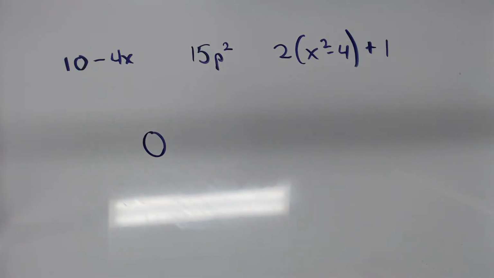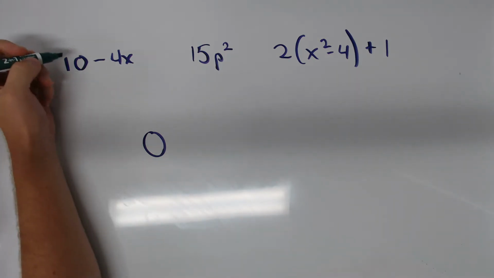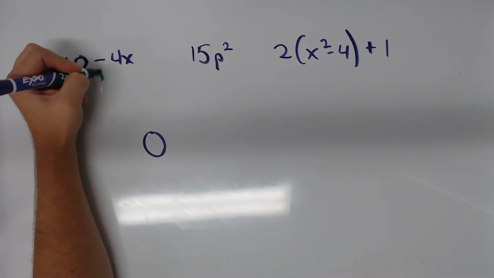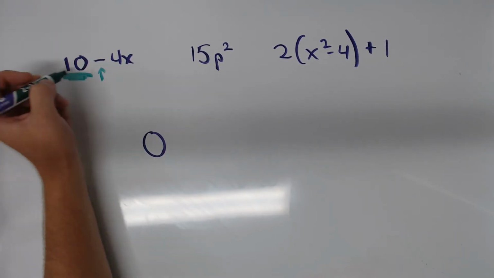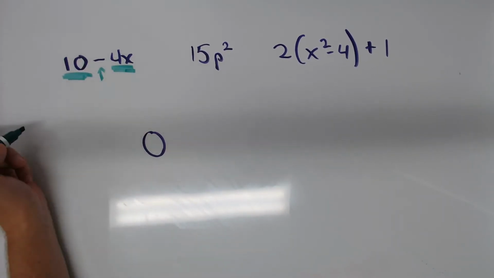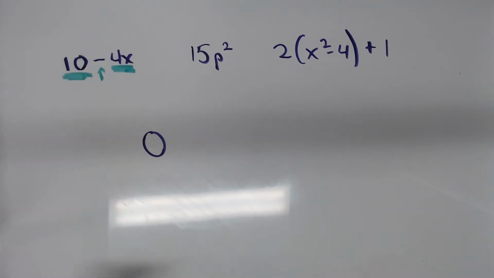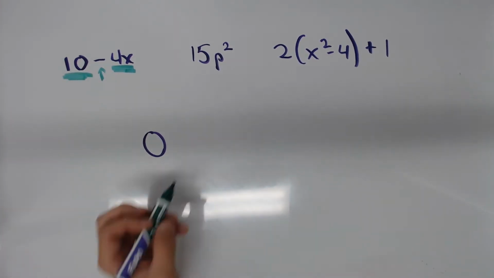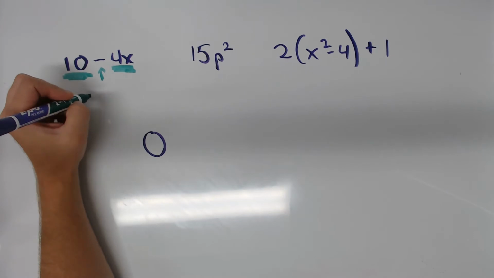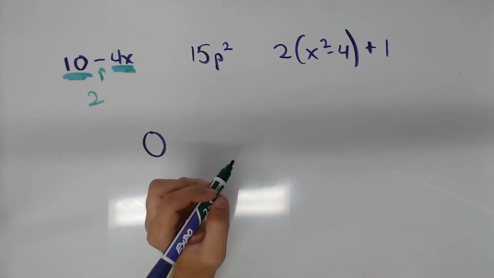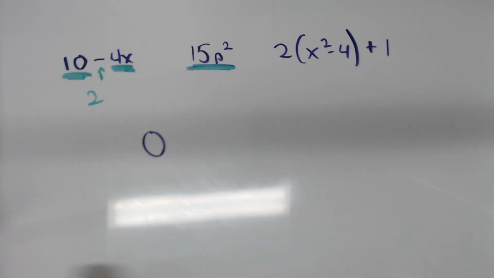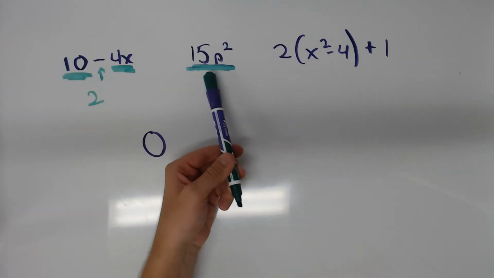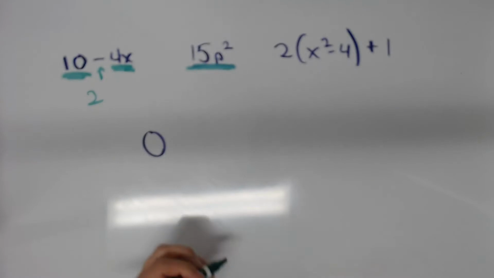So here's a few expressions for us to look at. Number of terms. Terms are separated by addition or subtraction. 10 is a term. 4x is a term. The minus sign is what tells us those are separate. In the second one here, so that's two terms. In the second one here, 15p squared, that is numbers and variables multiplied together, that is one term.